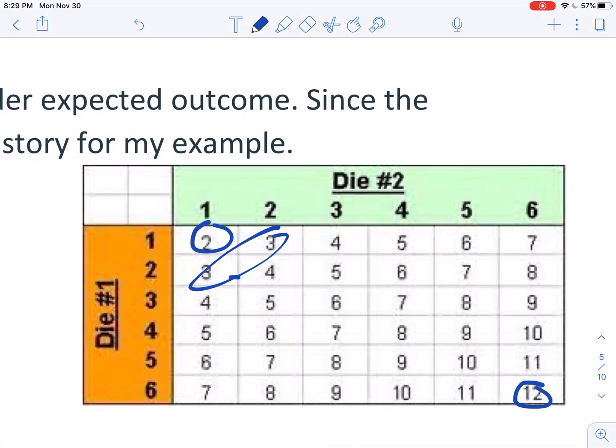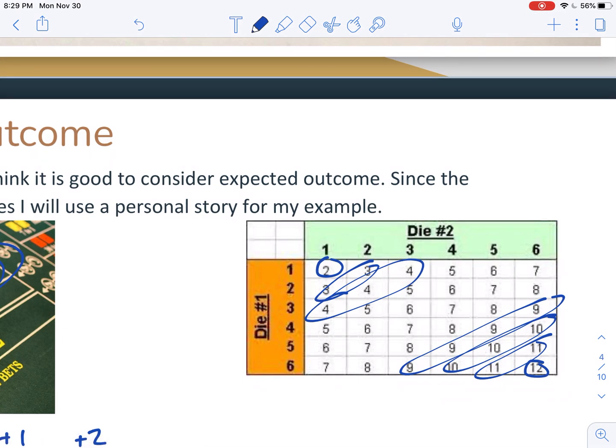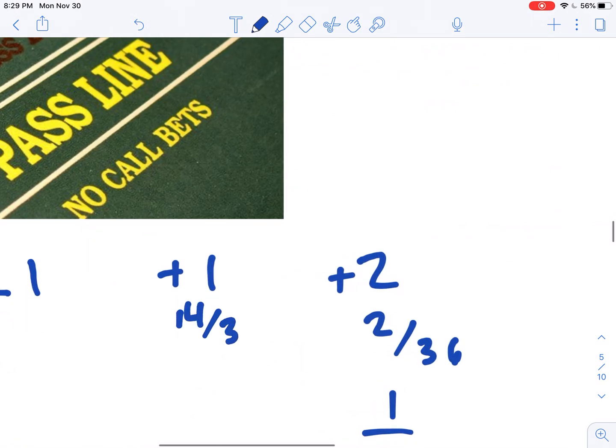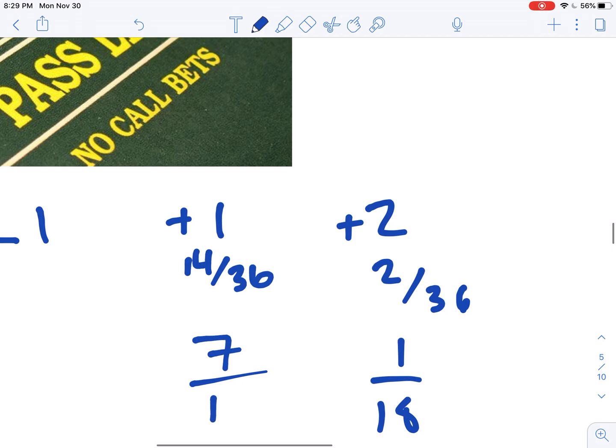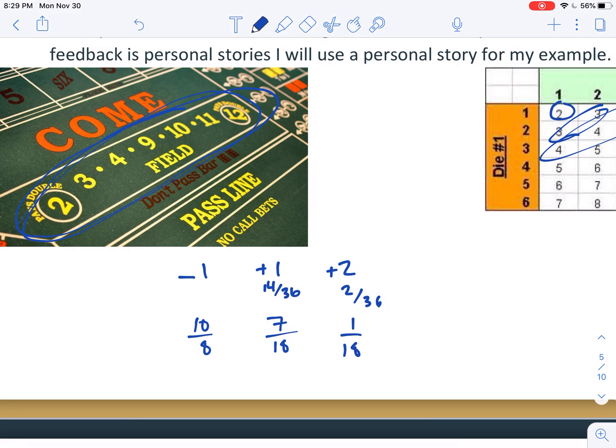Now, 3, 4, 9, 10, and 11 are the other things that win in the field. So I add these up. I've got 5 between 4 and 3, and another 5 between 10 and 11. I've got 14, so this is 14 out of 36, which simplifies down to 7 out of 18. And then I can just use simple math to say that there's 10 out of 18 left. So there's a 10 out of 18 chance that if you bet on this in craps, you're going to lose $1. There's a 7 out of 18 chance that you're going to win $1. And there's a 1 out of 18 chance that you're going to win $2.